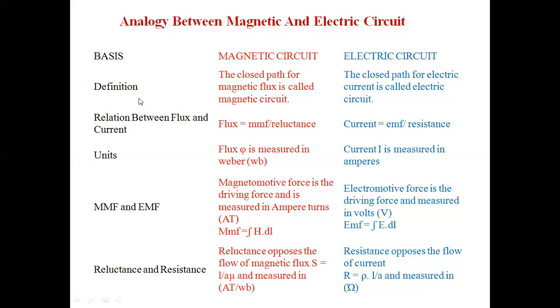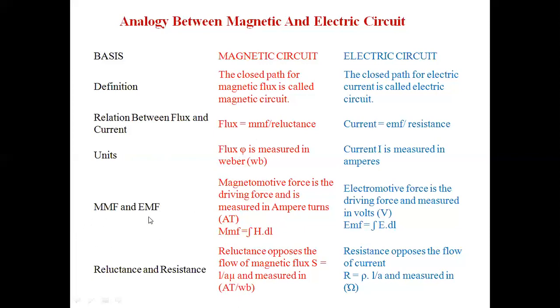First, the definition. The closed path of magnetic flux is called a magnetic circuit, and the closed path for electric current is called an electric circuit. Now, the relation between flux and current: in a magnetic circuit, flux equals MMF upon reluctance, which means reluctance opposes the flux. Similarly, current equals EMF upon resistance, and resistance opposes the current. Flux is measured in Weber, and current in ampere.